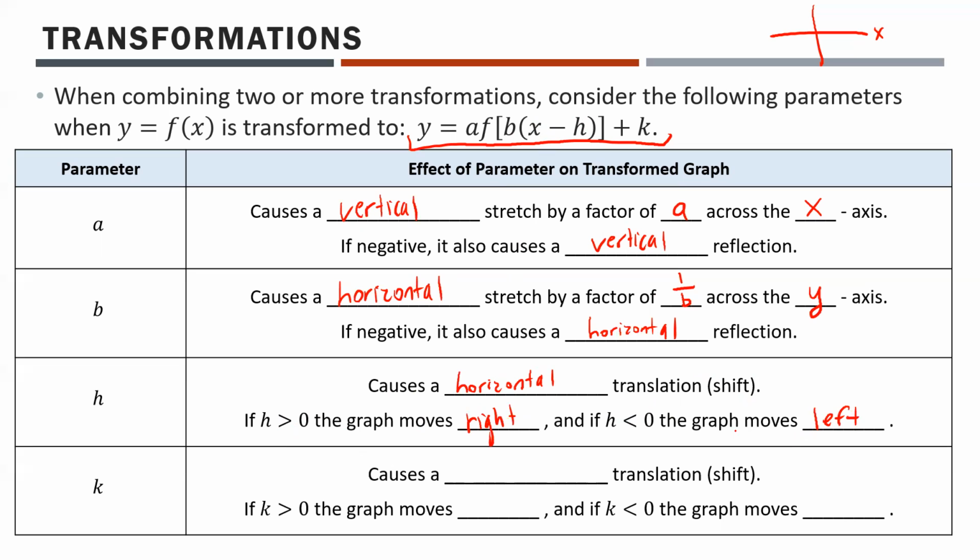All right, and then the last one, k. Notice k is on the outside of the function. That tells me it's a vertical translation, or in other words, a vertical shift up or down. If k is greater than 0, then the graph is going to move up. So if k is a positive number, the graph's going up. If k is negative, so if k is less than 0, then the graph moves down.